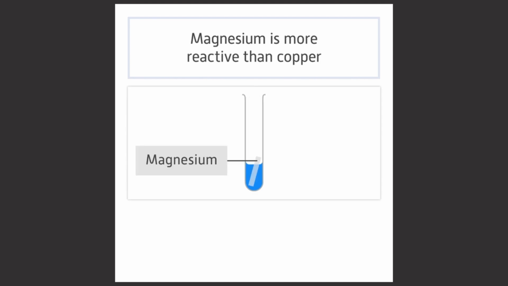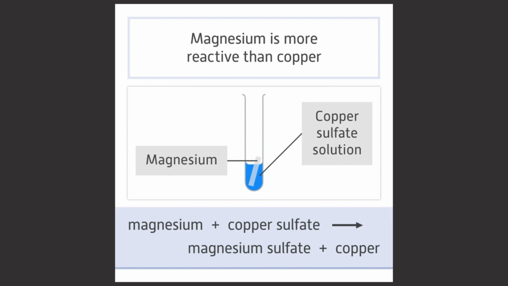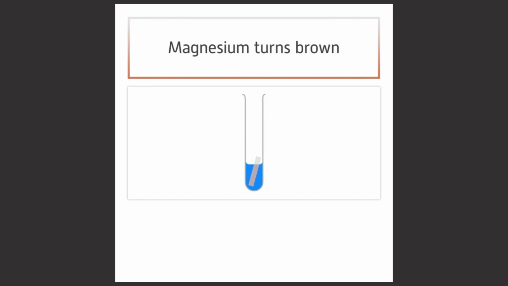If a strip of magnesium metal is placed into a solution of copper sulfate, then the following displacement reaction would take place. Magnesium plus copper sulfate gives magnesium sulfate plus copper. So what would you see? Well, you'd observe the magnesium strip turning brown. Copper is being formed as it is pushed out of the solution.